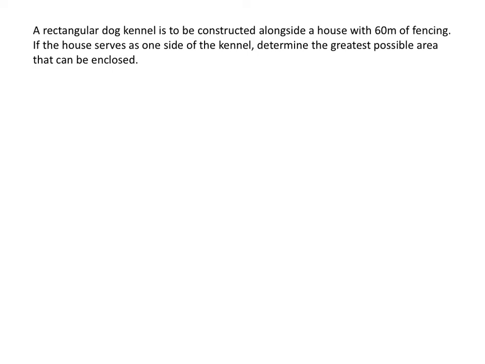Now I know how much you guys love dog kennel problems, so we have a rectangular dog kennel. And I say it a lot of times, and very few people do this. You have to draw the picture. The house is one side of the kennel, so there's our house. And we have 60 meters of fencing. So determine the greatest possible area that can be enclosed. So what I'm going to do is set this dimension as x, which means this is also x. And since x plus something plus x has to equal 60, this last side is 60 minus 2x.